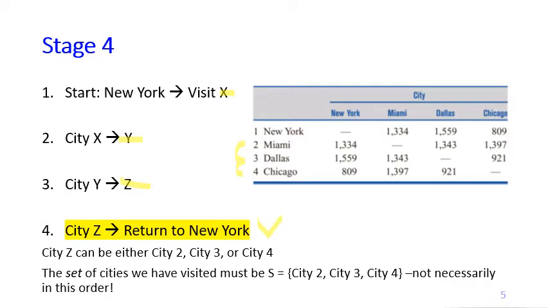So the set of cities that we have visited so far must be this set of cities: city 2, city 3, and city 4. Because this is a set, the order is not important. So this doesn't mean that we've visited city 2 and then city 3 and then city 4. No, it does not mean that. It just means that we have visited these 3 cities in whatever order that we don't know yet at this moment. We just say that this is the history of the cities that we have visited. Okay?